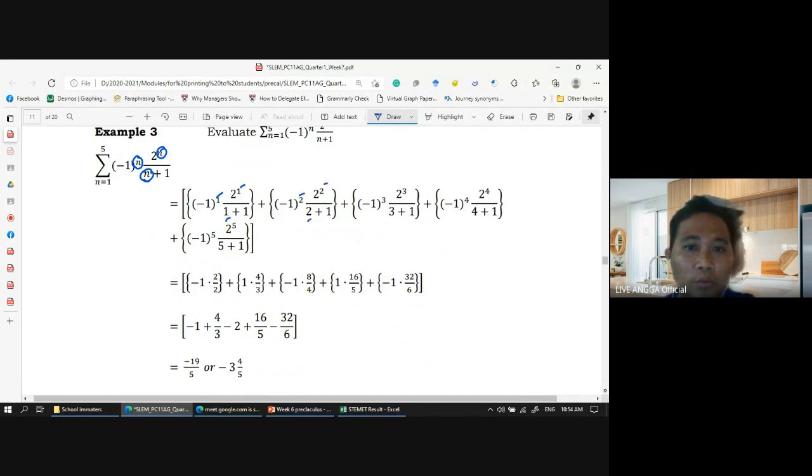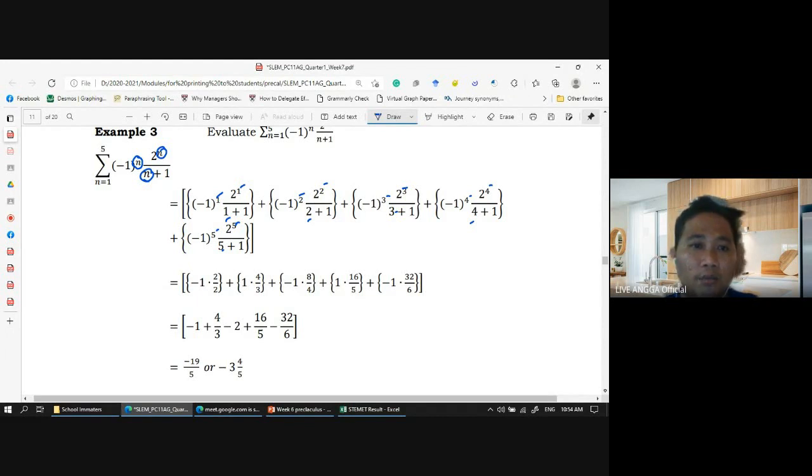2, 2, 2. 3, 3, 3. 4, 4, 4. 5, 5, 5. The rest copy. So, negative 1 raised to the power of 1 is negative 1. 2 over 2, that is 1. So, next, 2 squared, 4 over 3. Plus, negative 1 cubed, that's negative 1, times 8 over 4. Then, negative 1 to the 4th is 1, times 16 over 5.